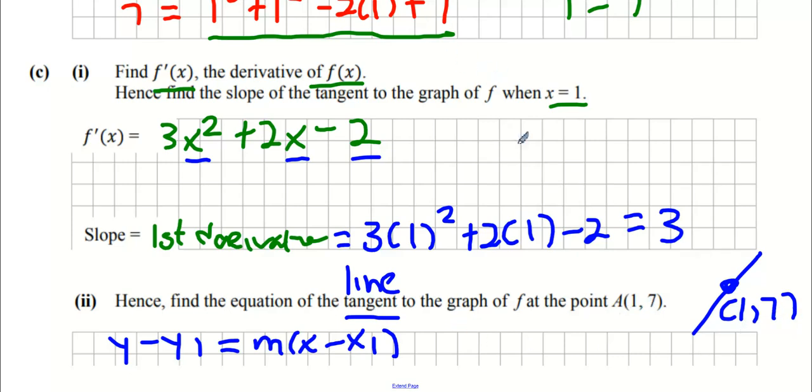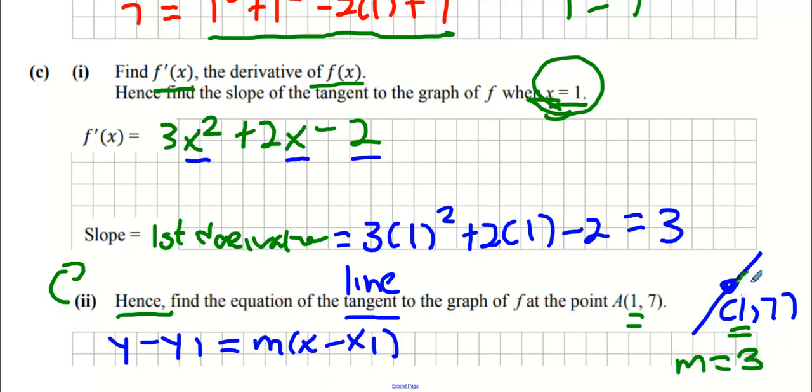Now, we already know the slope for an x value of 1. We see the x value is 1. We already know that from the previous question. And if you look at the language of the question, it also says hence. Hence means you're using part 1 to answer part 2. So we actually know the slope is 3. So we have enough information to answer this question outright.